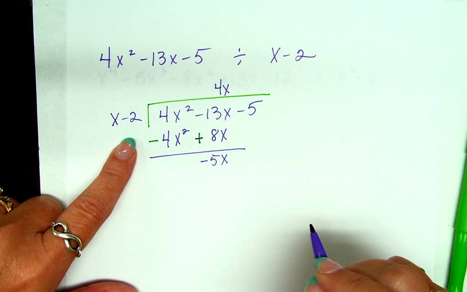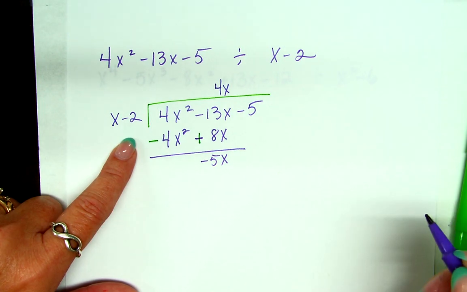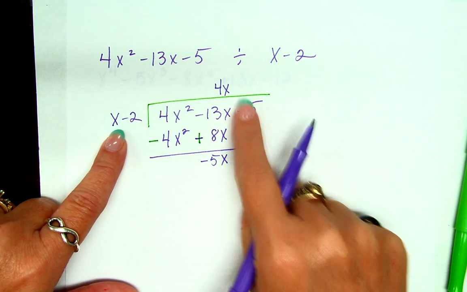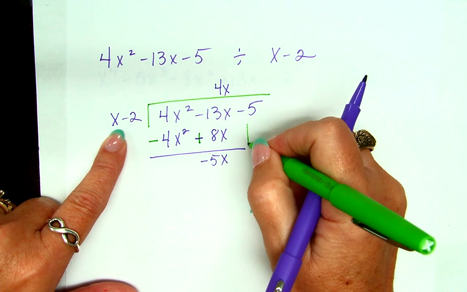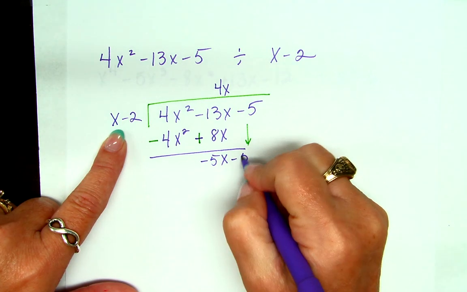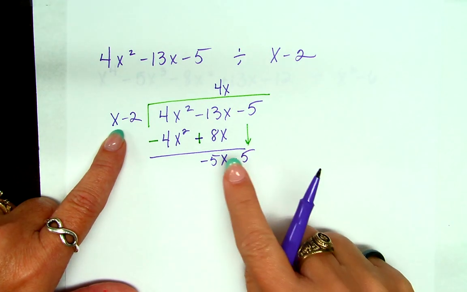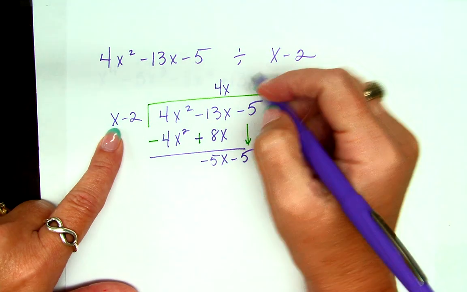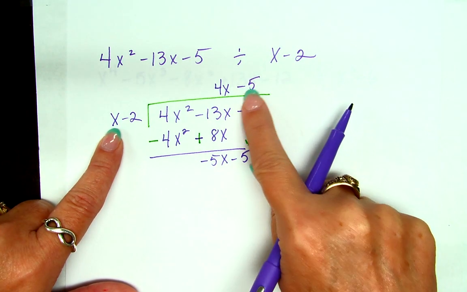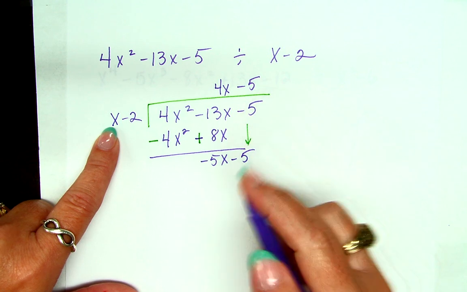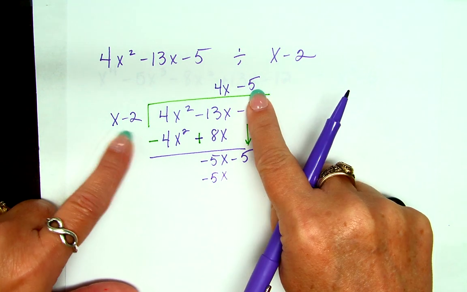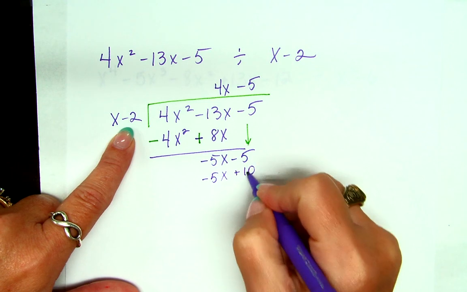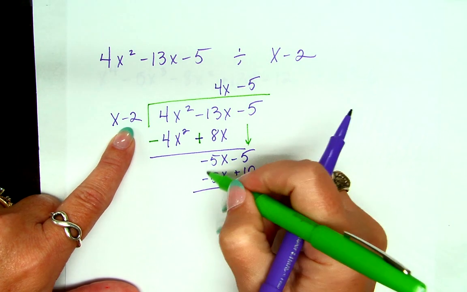Am I done? No. Well, how do you know? I can still divide these two things and there's still room, right? So I'm going to bring down my negative 5. Now what? Divide. Negative 5x by x. Negative 5. Negative 5 times x. Negative 5x. Negative 5 times negative 2. Positive 10. Now I subtract.